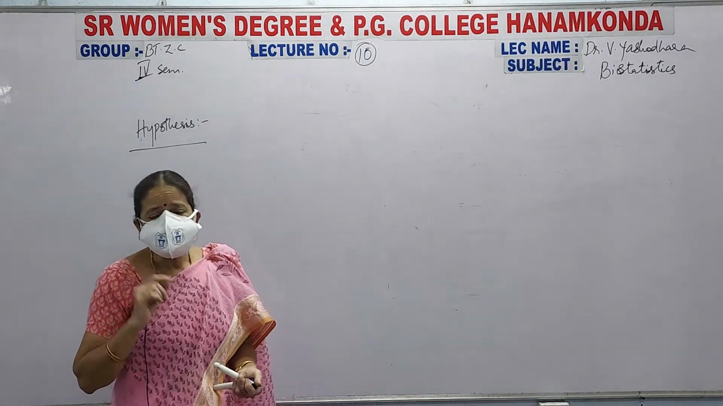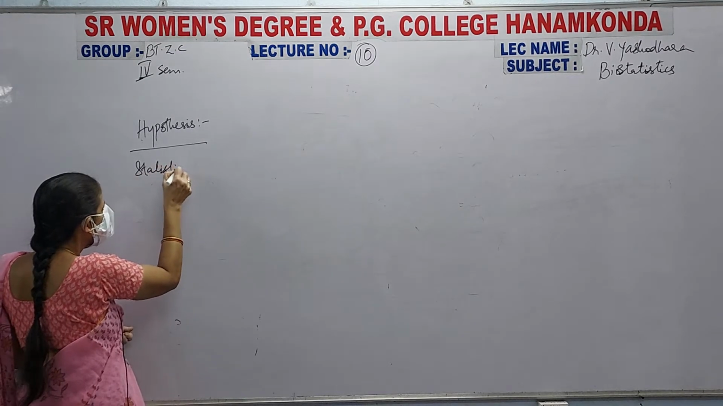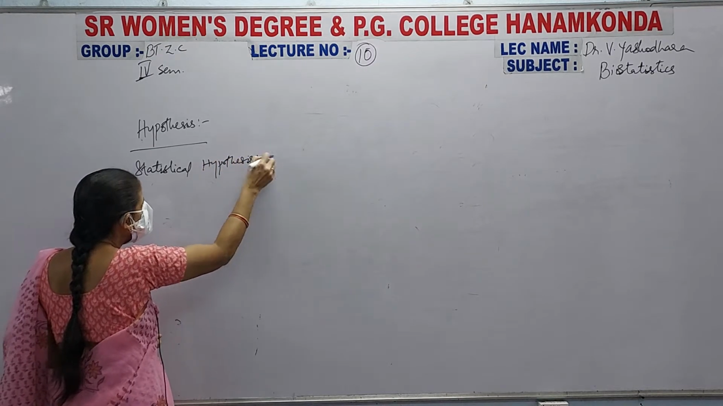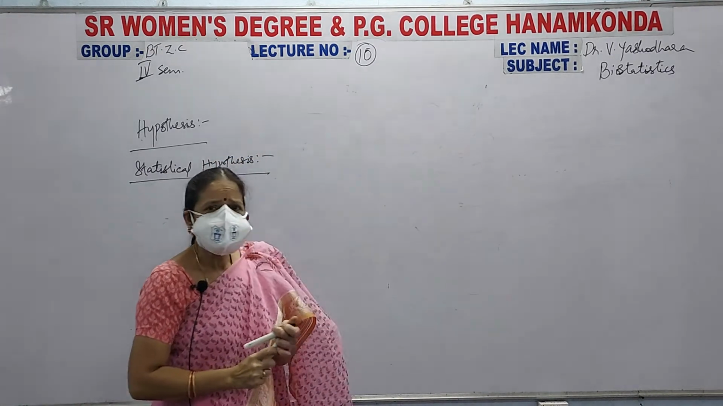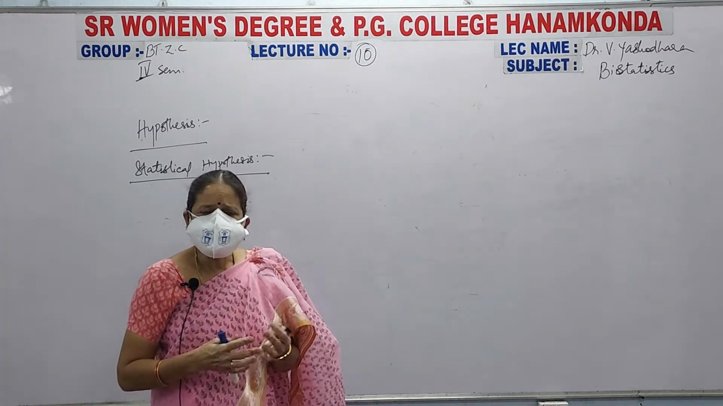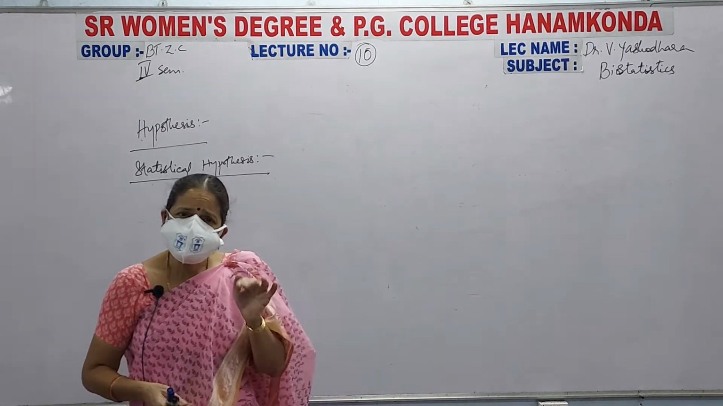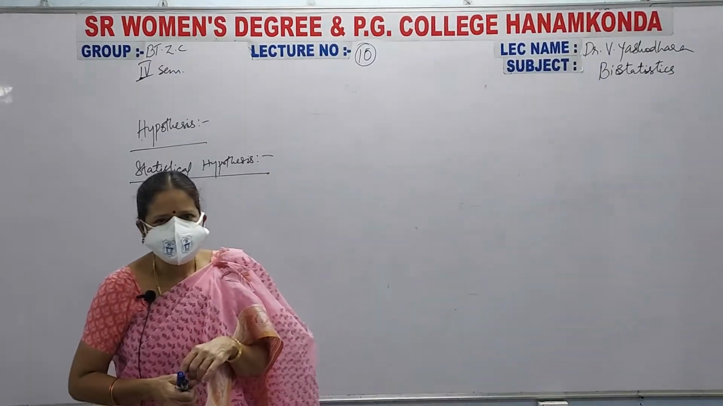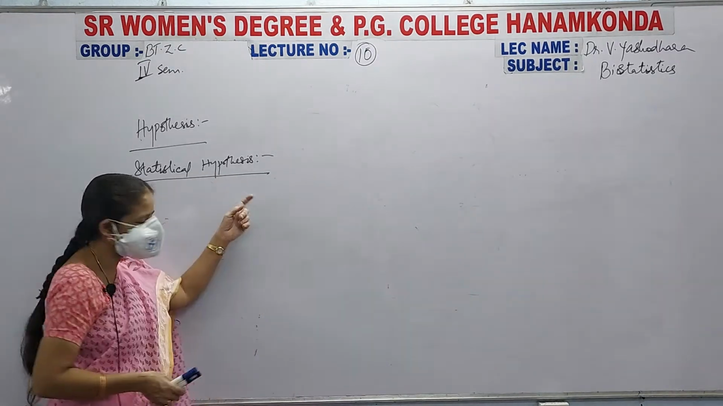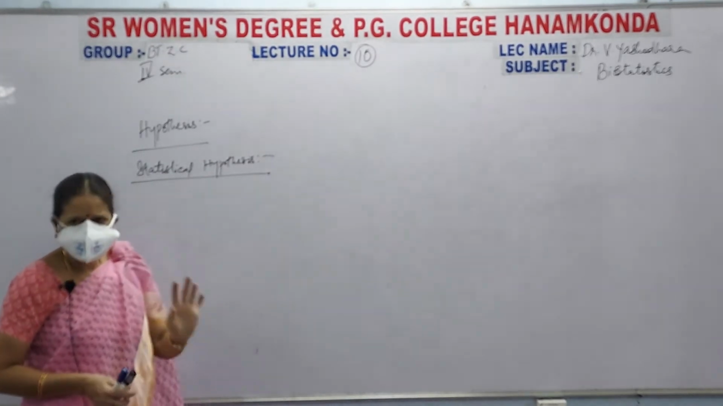And there is another hypothesis called statistical hypothesis. Statistical hypothesis means telling anyone, talking about any one of the unknown parameters about a population. Talking about any unknown parameter of a population is called statistical hypothesis. And this statistical hypothesis may be true or false. See here, I will give one example.